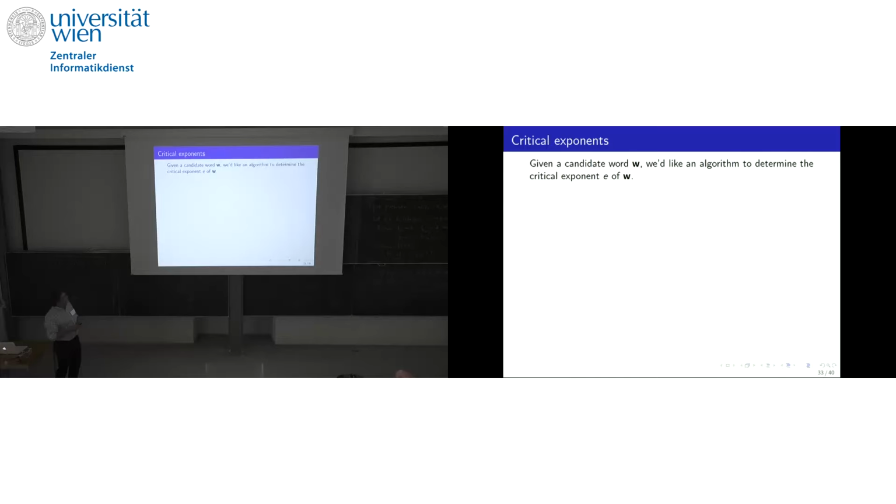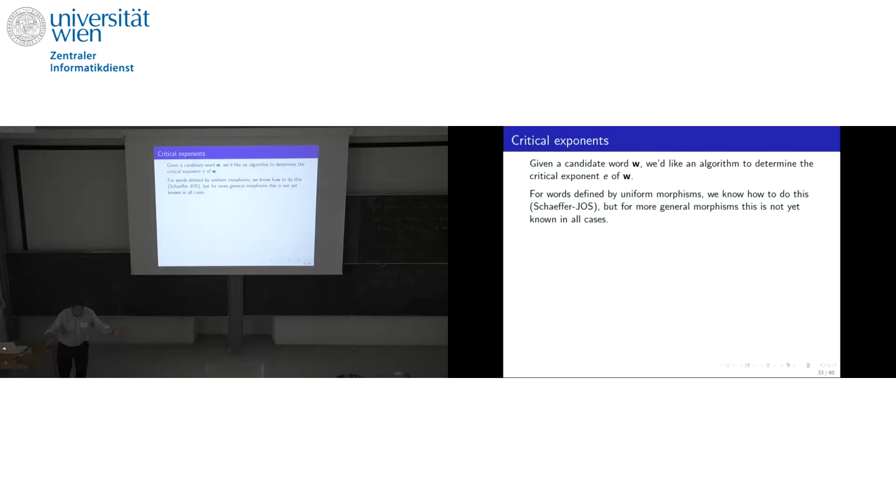Okay, so let's talk about this critical exponent then. Suppose I have a word generated by an automaton in some numeration system, and I want to know what the critical exponent of the word is. Well, for uniform morphisms, we know how to do this. There's a procedure due to my student Luke Schaefer and me in a paper for this case. And more generally, we don't know how to do this in all cases.